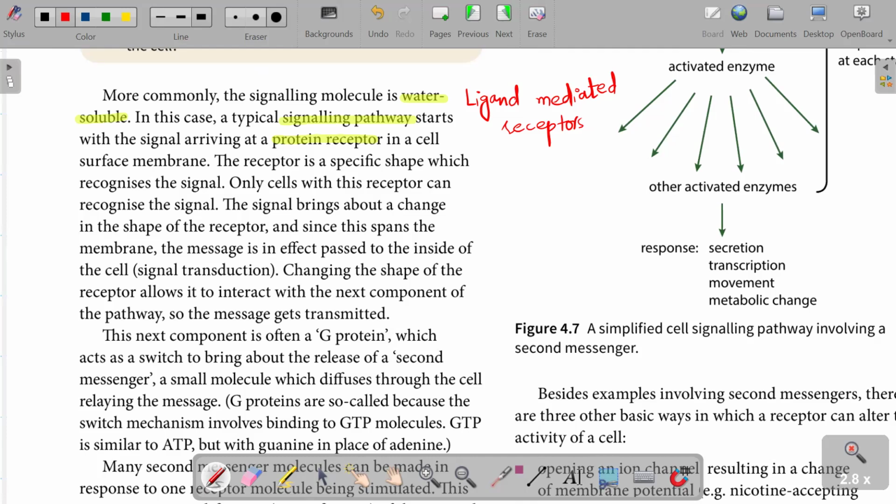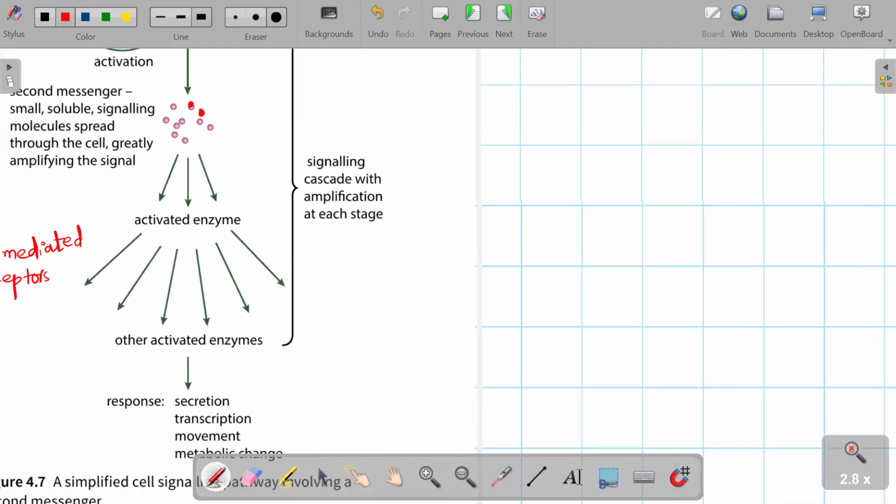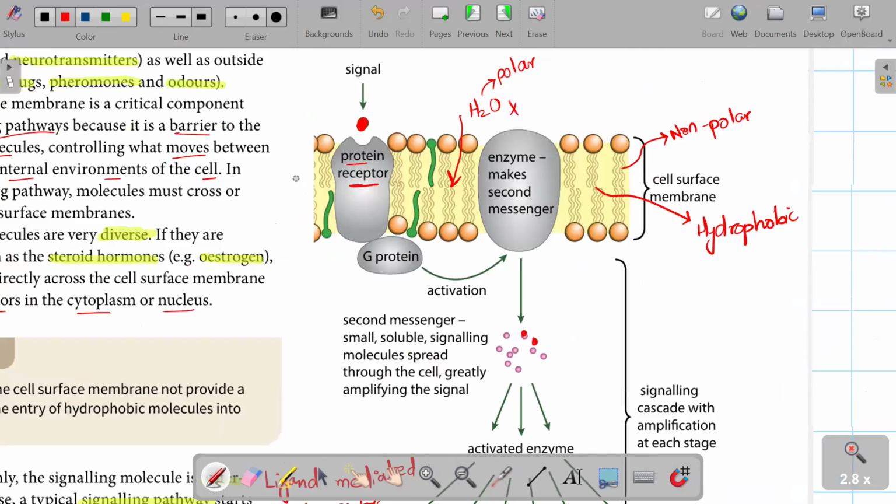And what are ligands? A ligand can be any of these stimuli which is coming. The receptor has a specific shape which recognizes the signal. Now they are saying the receptor will be of a specific shape like this. This is a protein receptor. So it has a specific shape and it will detect that signal. Clear?